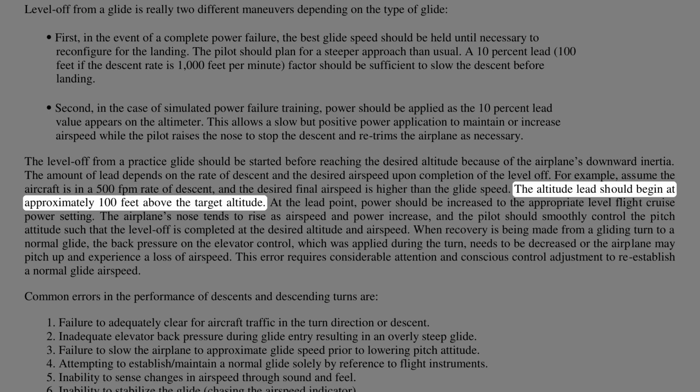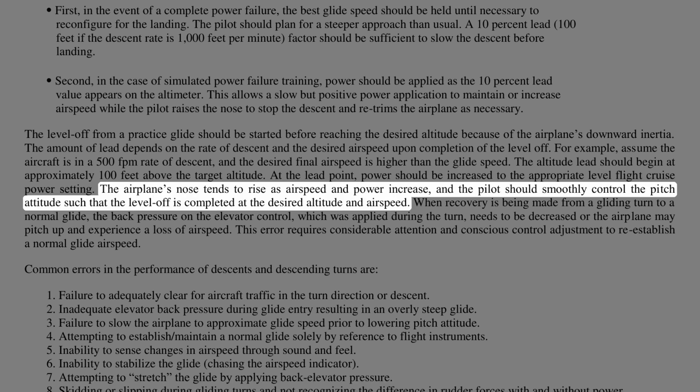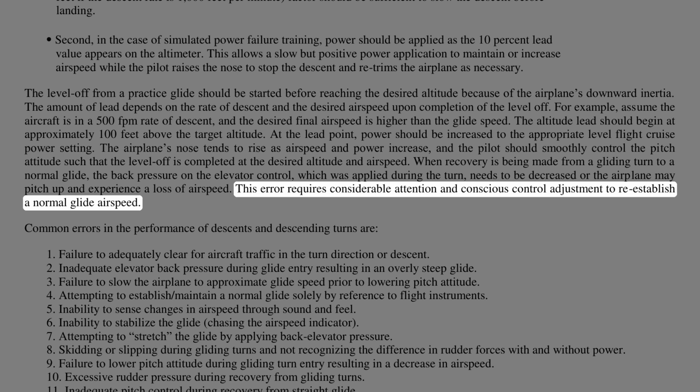The altitude lead should begin at approximately 100 feet above the target altitude. At the lead point, power should be increased to the appropriate level flight cruise power setting. The airplane's nose tends to rise as airspeed and power increase, and the pilot should smoothly control the pitch attitude such that the level off is completed at the desired altitude and airspeed. When recovery is being made from a gliding turn to a normal glide, the back pressure on the elevator control, which was applied during the turn, needs to be decreased or the airplane may pitch up and experience a loss of airspeed. This error requires considerable attention and conscious control adjustment to re-establish a normal glide airspeed.